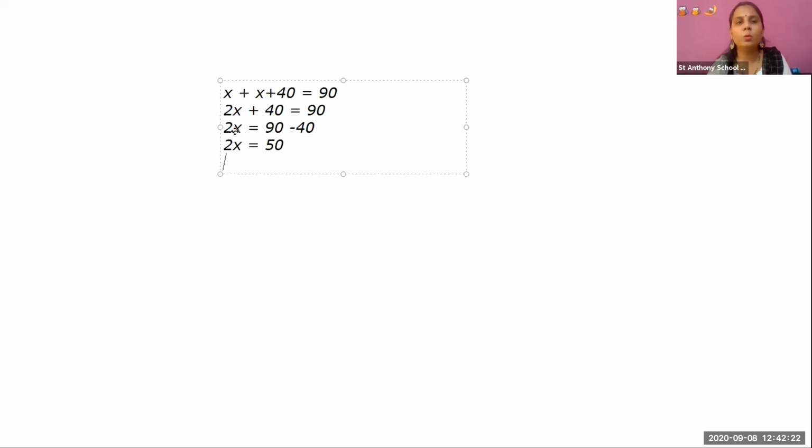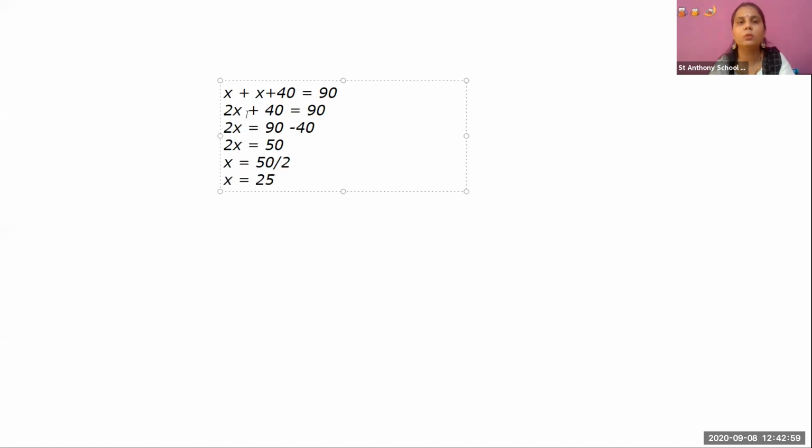Now we again don't want this 2 with X, because we have to find the value of X only. So we shift this 2 to the right hand side. But when we shift this 2 to the right hand side, multiply gets converted into divide, right? So X is equal to 50 divided by 2. When we divide 50 by 2, X is equal to 25, because 25 twos are 50. So the value of X is 25.